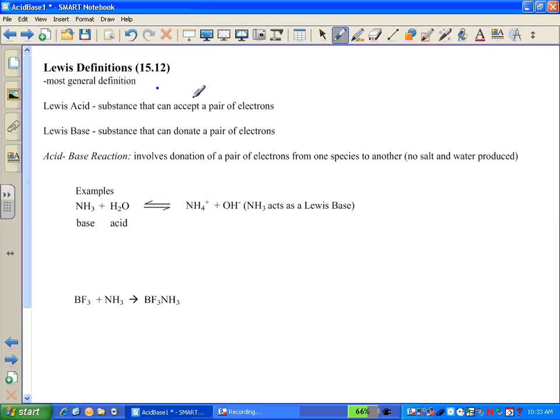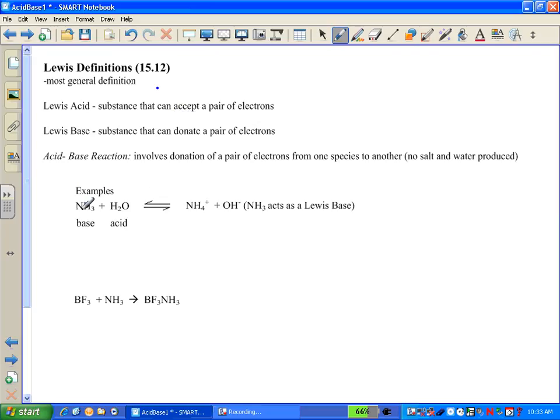Now the third definition of an acid and base is the most broad definition. And this one is new to you. This definition, the Lewis definition of an acid and base, defines an acid as a substance that can accept a pair of electrons, and a base as a substance that can donate a pair of electrons.